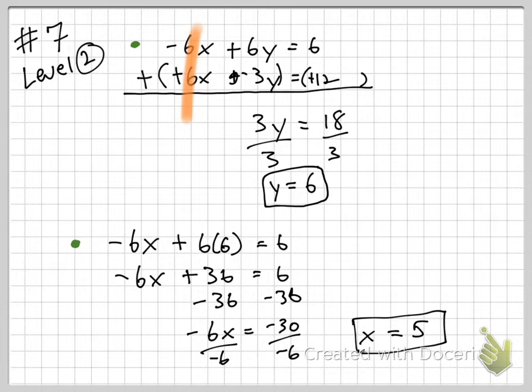So when we do that, we get these cancel. 6y minus 3y is 3y. 6 plus 12 is 18. We get to y equals 6 with division.